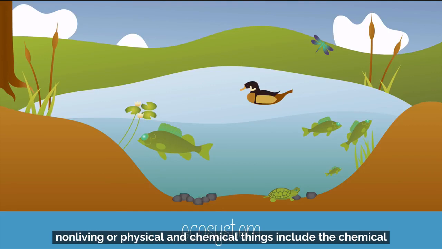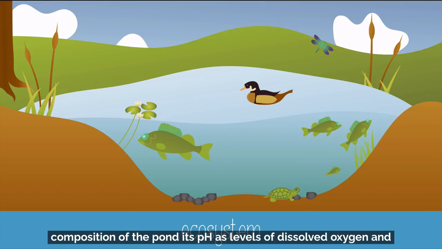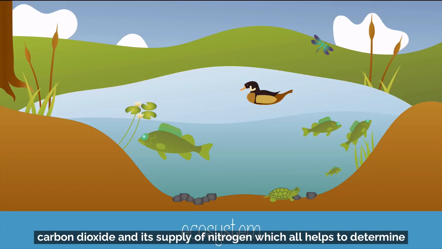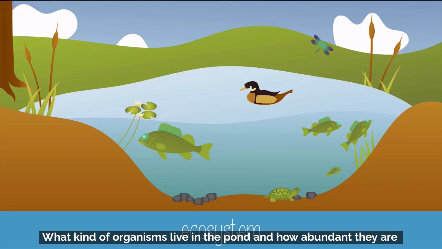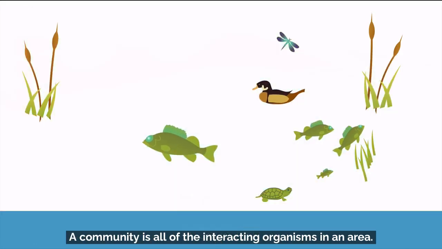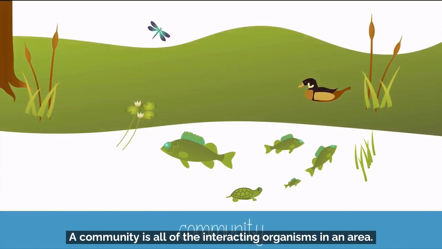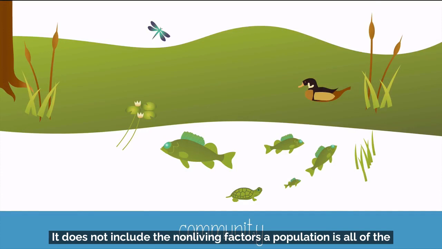The non-living or physical and chemical things include the chemical composition of the pond, its pH, its levels of dissolved oxygen and carbon dioxide, and its supply of nitrogen, which all help to determine what kinds of organisms live in the pond and how abundant they are. A community is all of the interacting organisms in an area. It does not include the non-living factors.